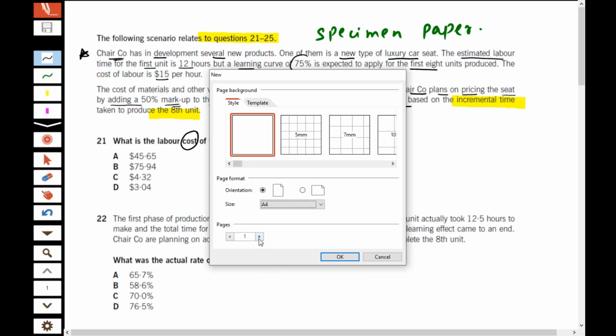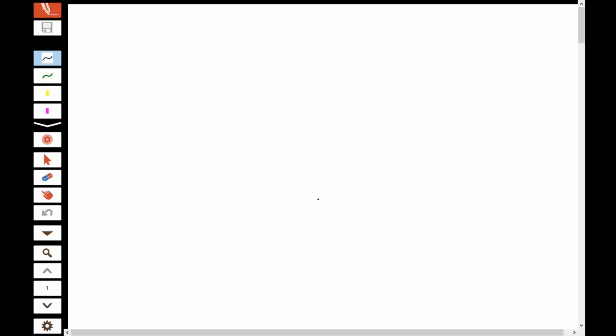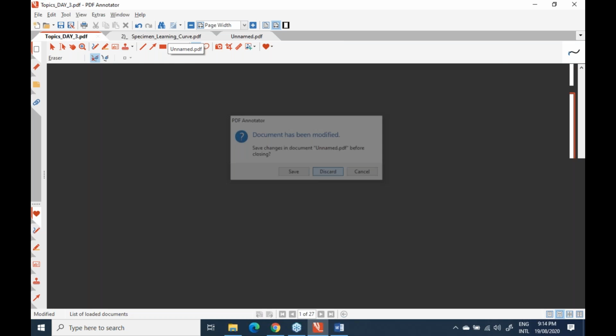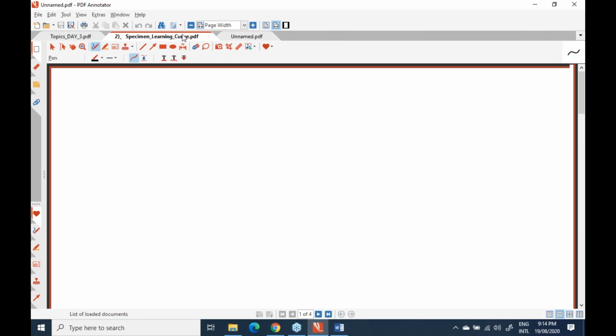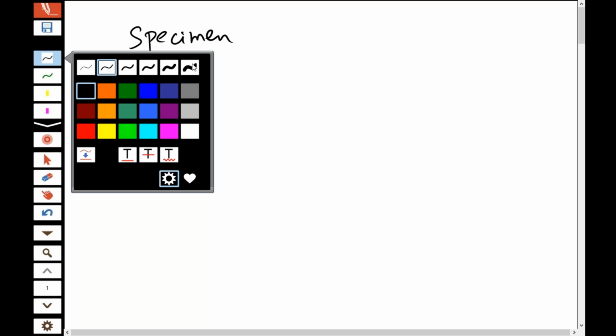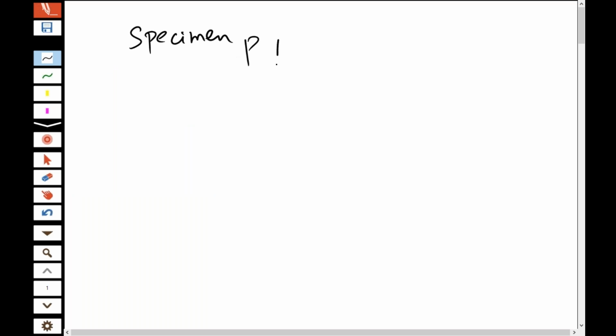Wait, let me open a rough sheet. This is the specimen paper, OTQ.